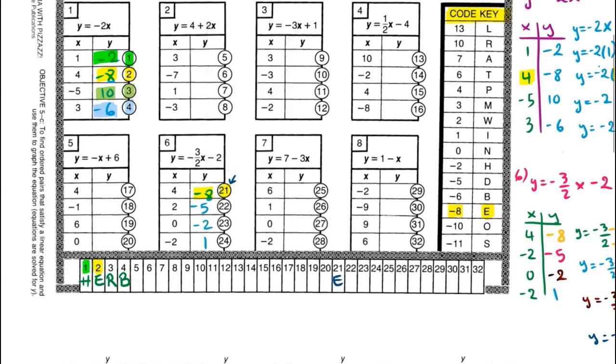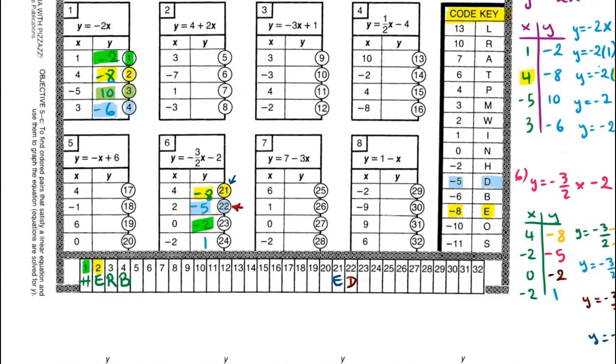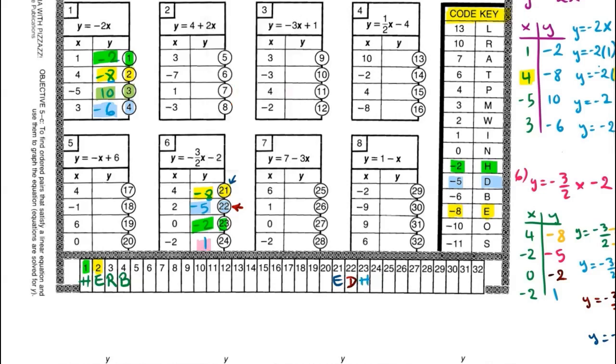Negative 5. Go with D. So you go to box 22. Box 22, you're going to put D. Okay, negative 2. Go with H in box 23. So that's going to be H. And last one, 1. Go with I. So go to box 24, put I.